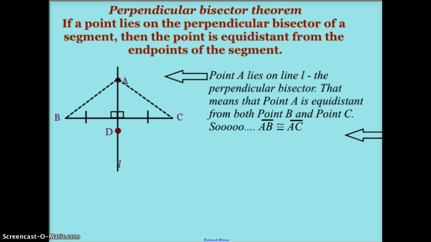What theorem can you use that would prove that that was true? Think about your triangles.